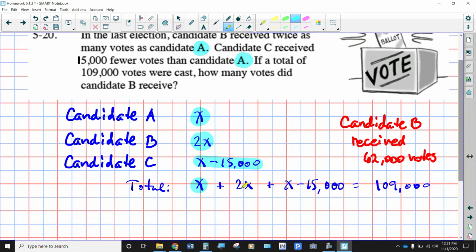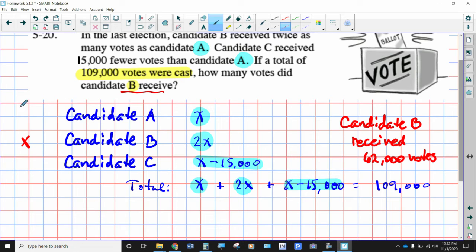So when we take those three expressions and add them together, that gives us the total number of votes that were cast. If we want to figure out how many candidate B got, then we're going to have to solve for X and then double that number, and that will tell us what B has. If you had wanted to, you could have said candidate B would be your X. And it's nice to do that since we're trying to find the answer for candidate B, so that when we solve the equation, we'll have our answer.